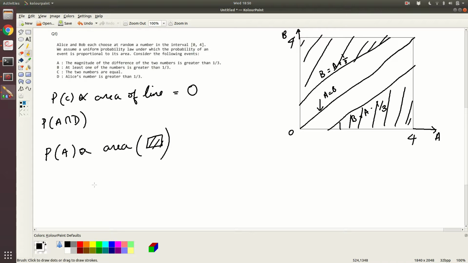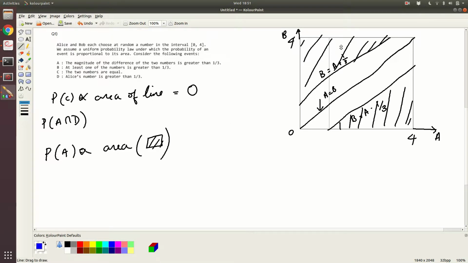Okay, now that is the first thing. And what is D? Okay, so D is easy. Alice is choosing a number greater than 1/3, so that we can easily draw. So that is this line over here. All the points that happen here are where Alice has chosen a point less than 1/3. Anything greater is greater than 1/3.